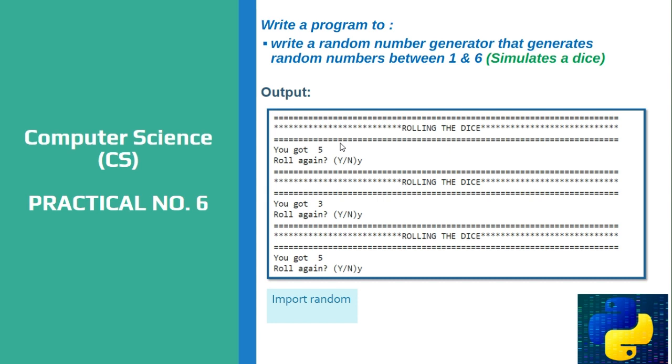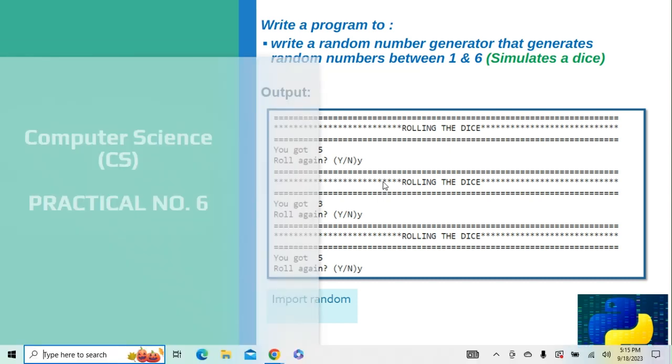So let's start with our practical number 6. In this we have to write a program for a random number generator that generates random numbers between 1 and 6, which simulates a dice. So in this we have to import random. So let's start with our practical.